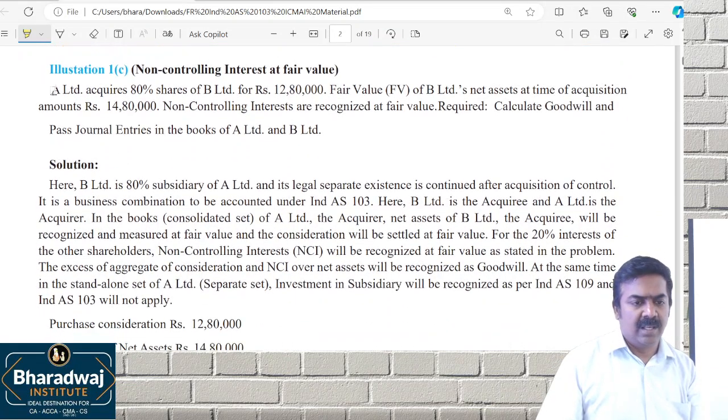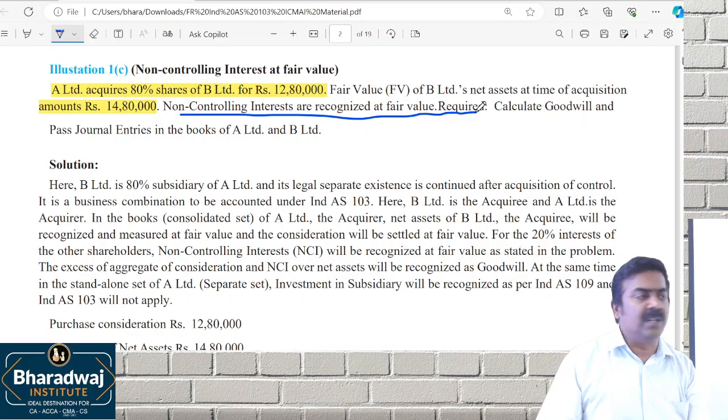Look at this. A Limited acquired 80% of shares in B Limited for 12,80,000. The fair value of the net assets is given as 14,80,000. Non-controlling interest is recognized at fair value. What do you mean by fair value?